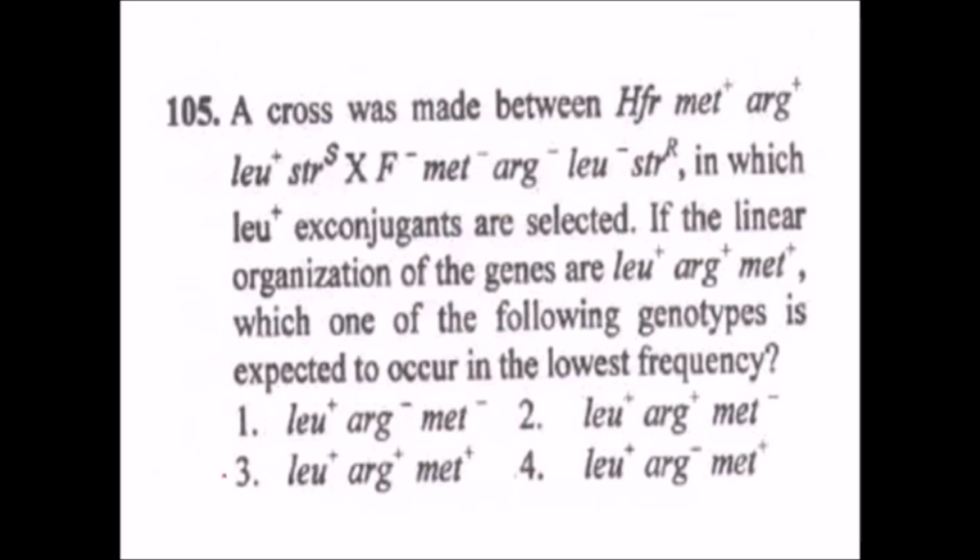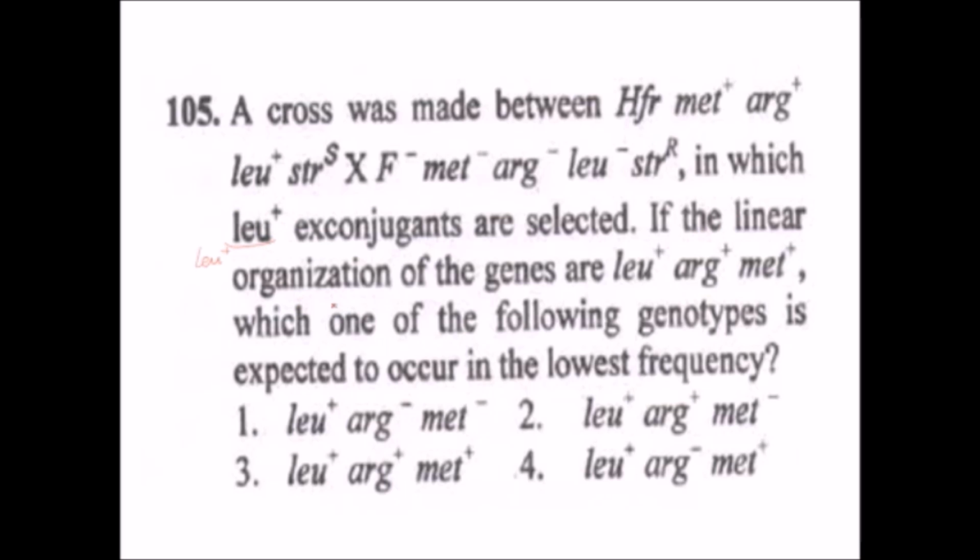Move to the next one. A cross was made between Hfr, which is the high frequency recombinant, methionine plus, arginine plus, leucine plus, and streptomycin sensitive, when it is crossed with F minus, which means a recipient bacterium having all the auxotrophic requirements, but it is resistant to streptomycin. In which conjugants, leucine plus exconjugants are selected. Exconjugants means first of all there will be the transfer of leucine, or we can say leucine is the first gene which is transferred to the F minus bacteria.